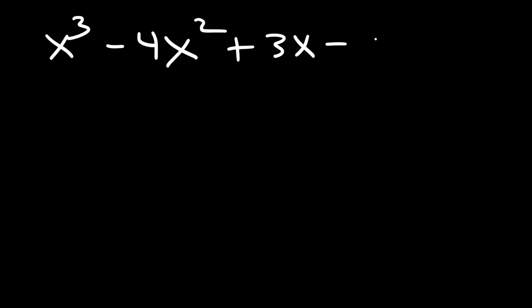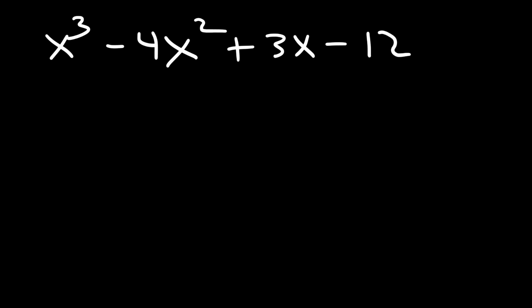Now let's move on to the next situation. So how can we factor this polynomial? A polynomial is basically an algebraic expression with many terms. Poly means many. So how can we factor it? So we have 4 terms here.